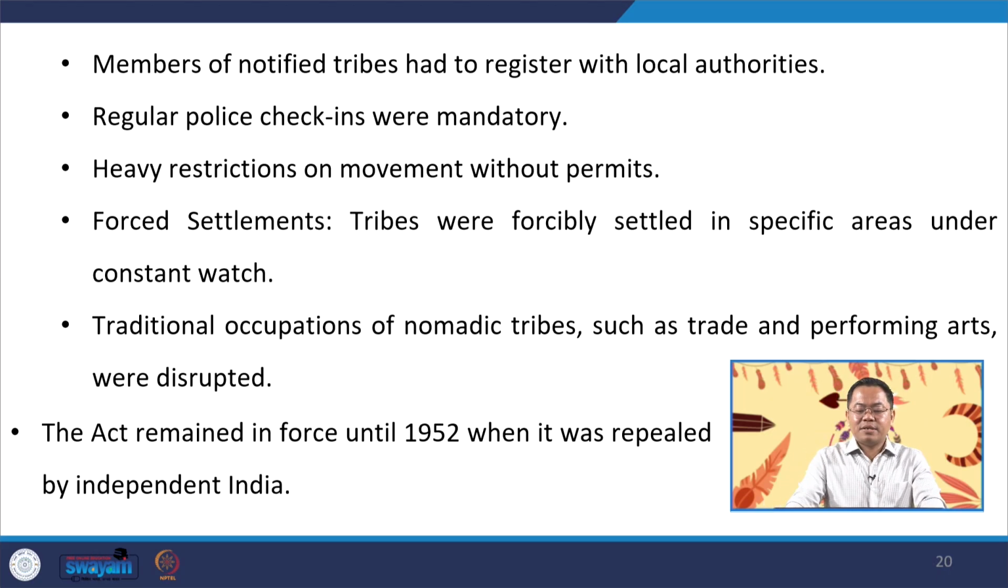Secondly, the members of the notified tribes had to register themselves with local authorities. All the families, all the communities belonging to the group who are identified as such, have to register themselves with the police or with any local authorities. They have to regularly go and do check-ins, which was made mandatory. Their mobility in terms of moving, migrating or traveling was severely restricted. There were forced settlements, forcibly settled in specific areas and under constant watch.